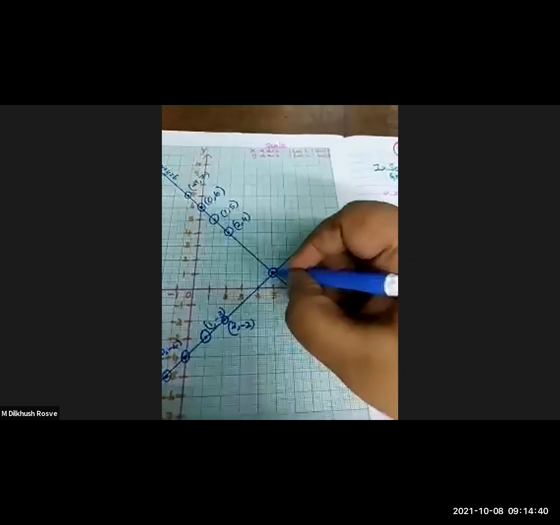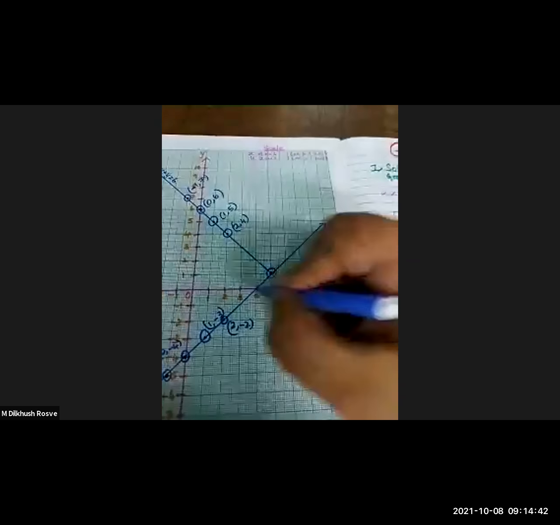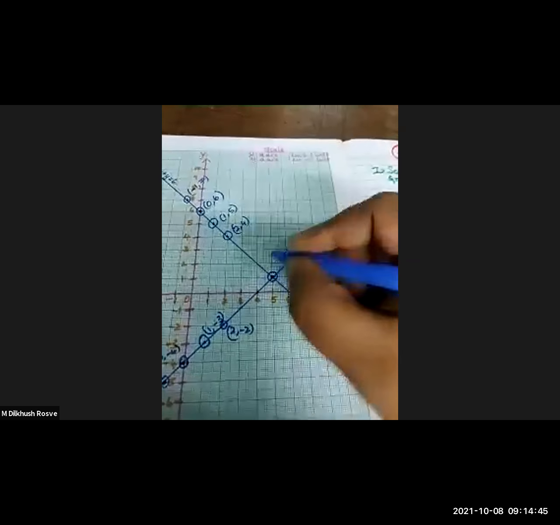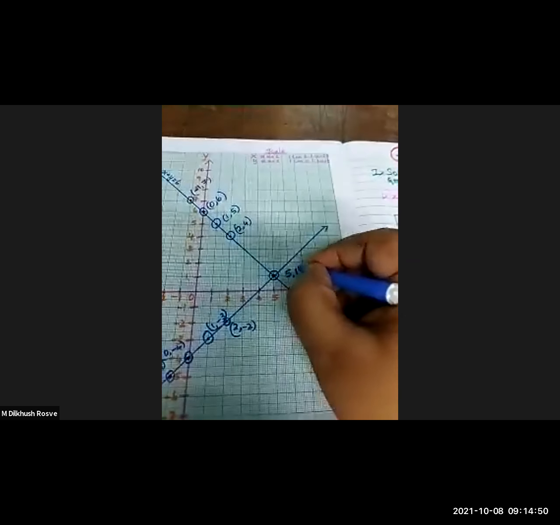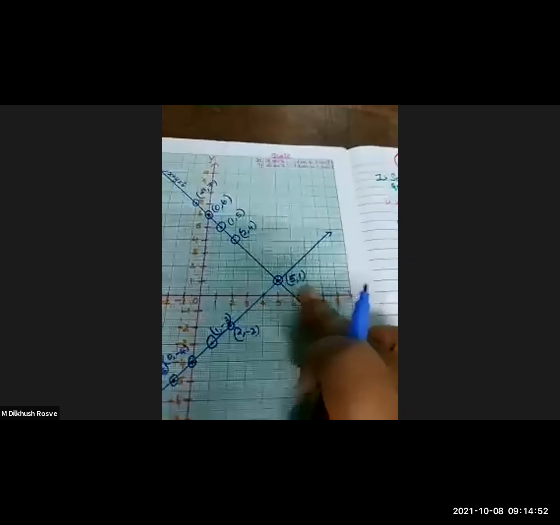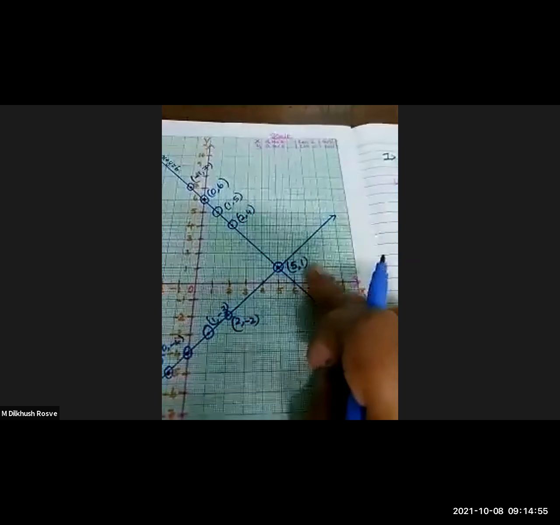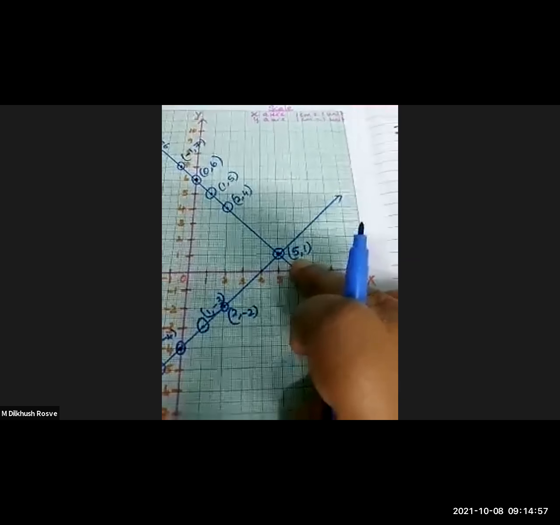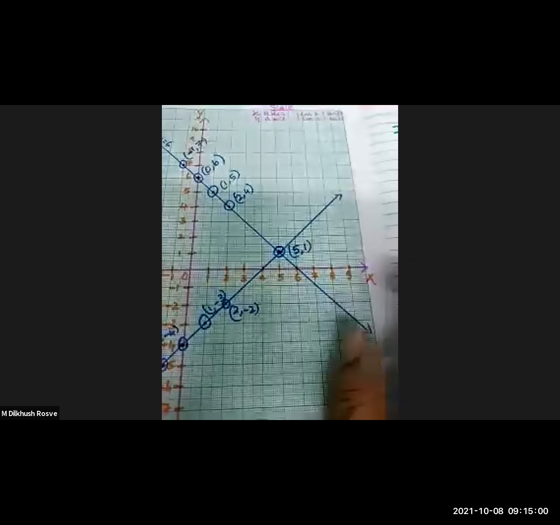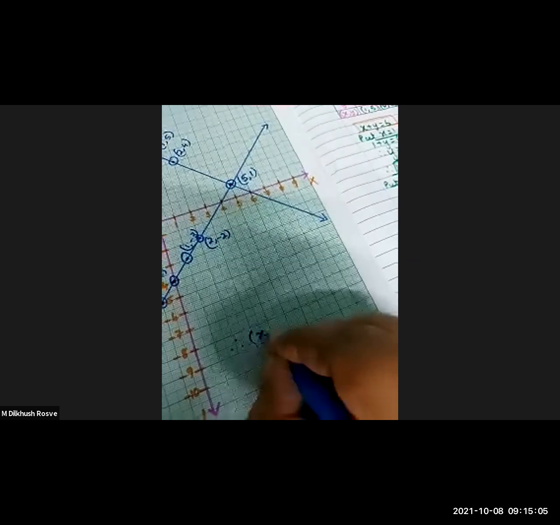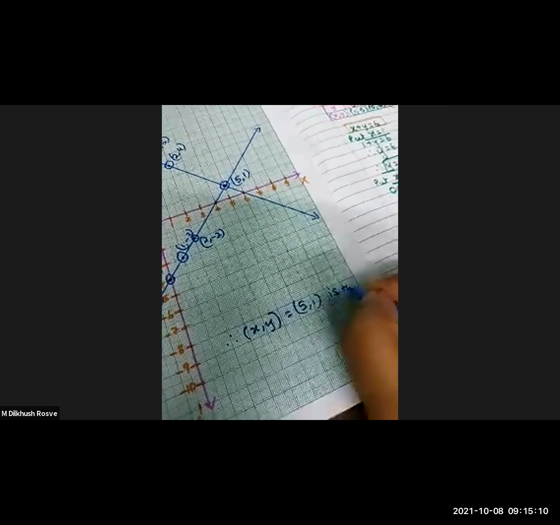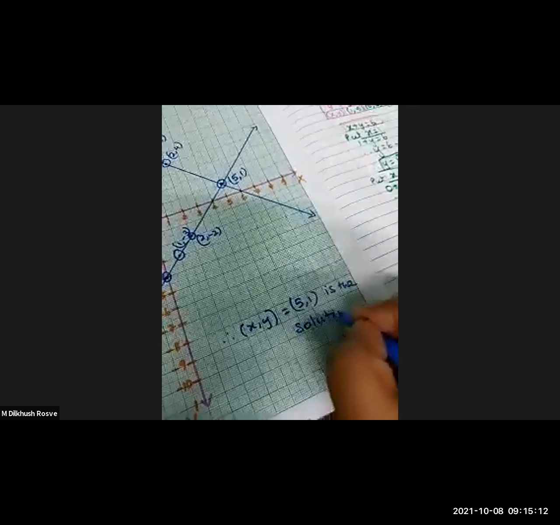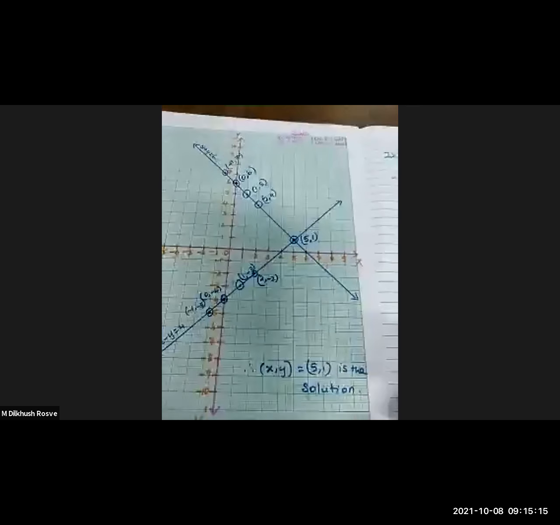So what is this point? How will we write it? See, first on the x-axis you see 5 and on the y-axis 1. So how can I write here? 5 comma 1. What is this point? 5 comma 1. Clear, children? So what is the x value here? The x value will be 5 and the y value will be 1. So how can you write the answer? Therefore, x comma y equal to 5 comma 1 is the solution. Understood, children?